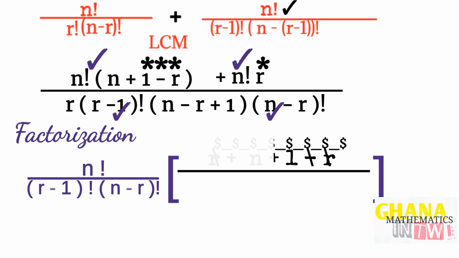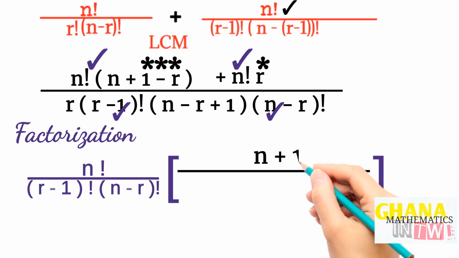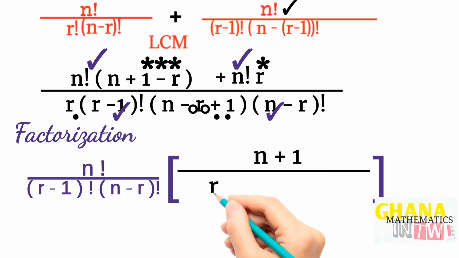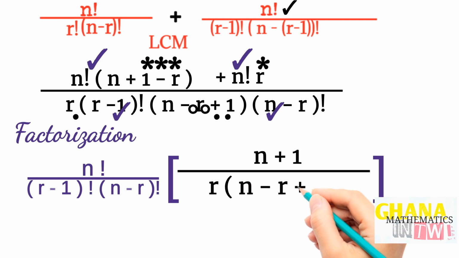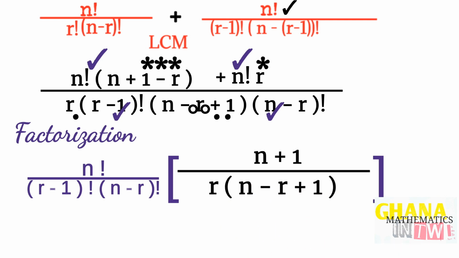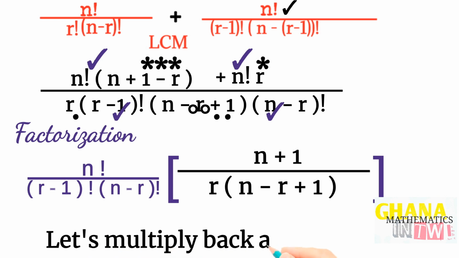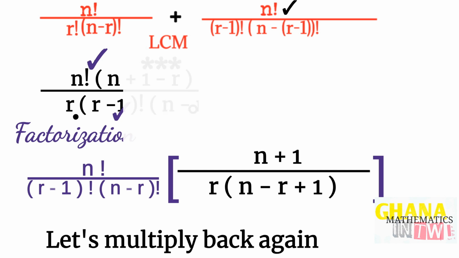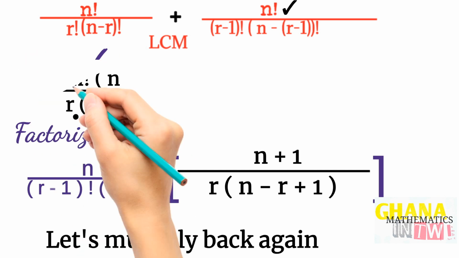So if you see n plus 1, please don't ask why. It is because we just cancelled out. The most important thing here is the LCM. Please do cross checking again, okay? Go back again, you understand it. So I have r times n minus r plus 1. That is how I have been able to factorize it. So let's multiply back again. This question is too tedious to the extent that you must do factorization and then multiply again.